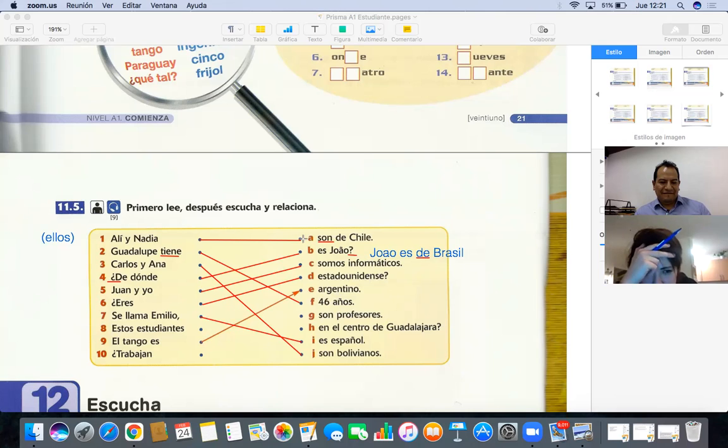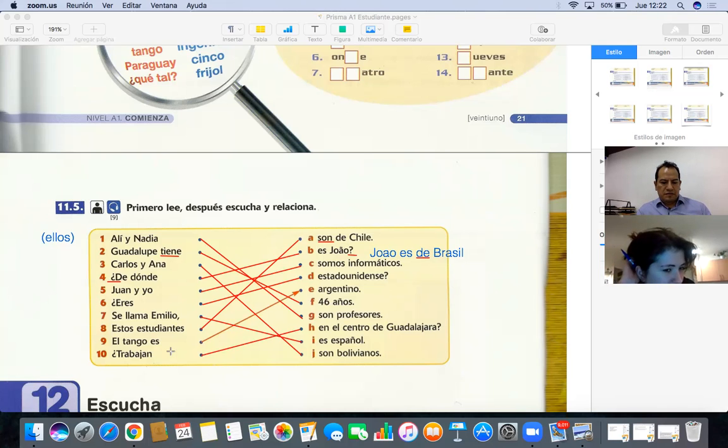Ali y Nadia son profesores. Ajá, exacto. Ahí podemos cambiarlo. Ali y Nadia son profesores. Entonces, son profesores. Estos estudiantes son de Chile. Yeah, that's good. Are from Chile. And finally, we only have one choice. Yeah. And what does that mean? ¿Trabajan en el centro de Guadalajara?